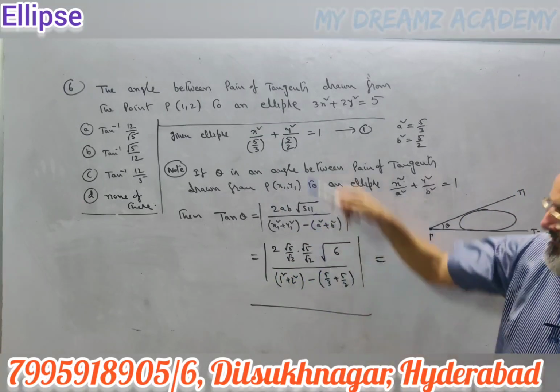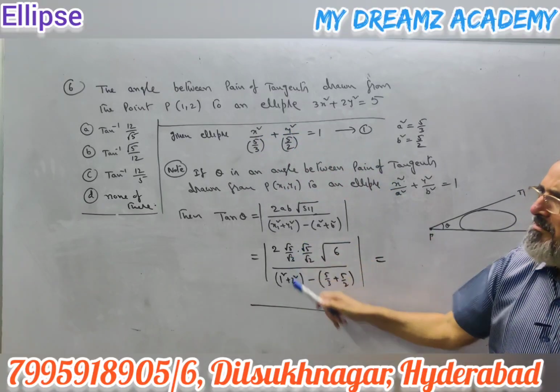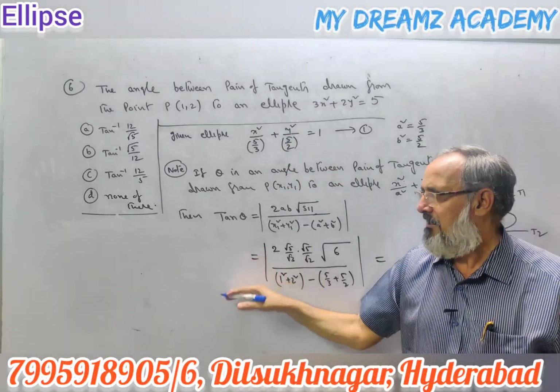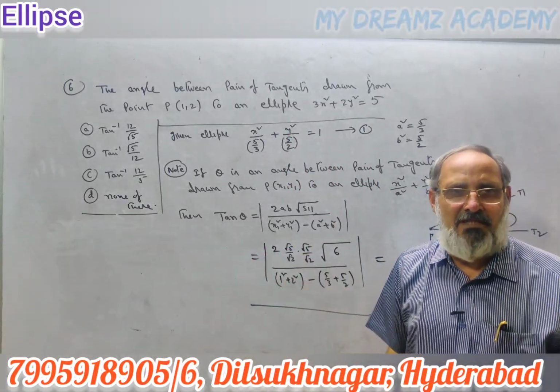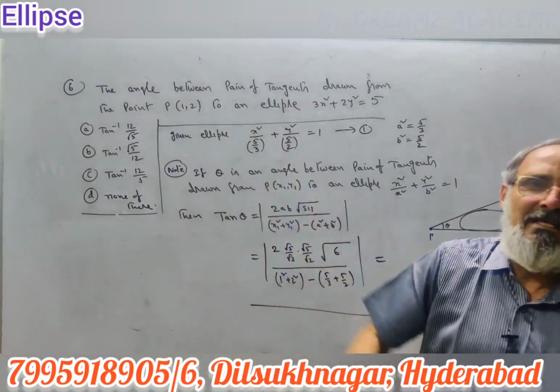That is what? 5 by 2, 5 by 3 plus 5 by 2. If you simplify this, that will be tan theta. Theta equal to tan inverse of the required answer. So we will continue. The second part will be in the next video.